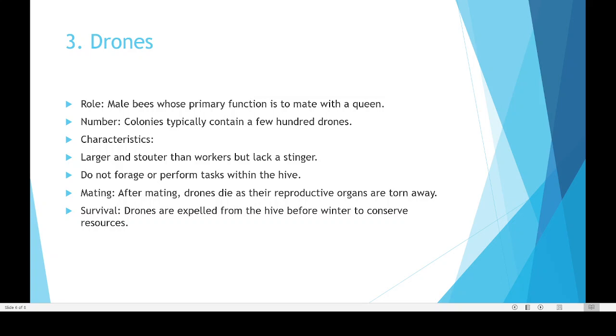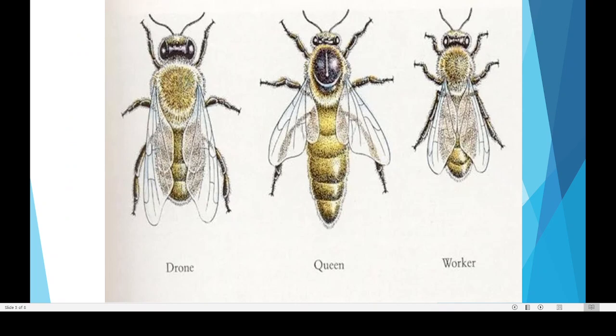So colonies typically contain a few hundred drones. That is, not many drones are there in a honeybee colony. Maybe 20,000 workers are there, and maybe only 100 or 200 drones are present. They are larger and stouter than workers, but lack a stinger. So here you can see that they are larger and stronger than the worker bee, but they do not have a stinger. Stings are not present.